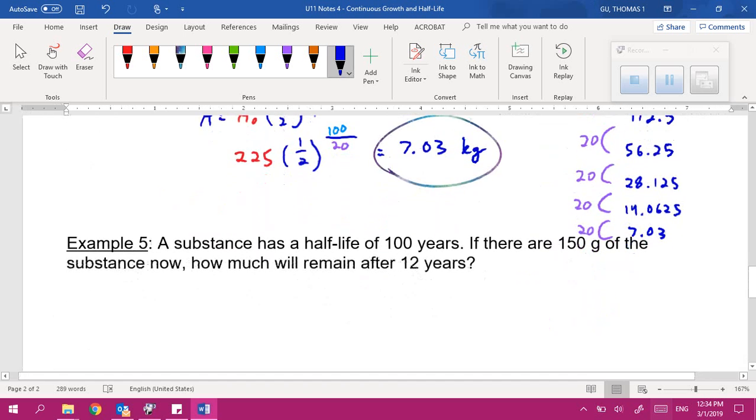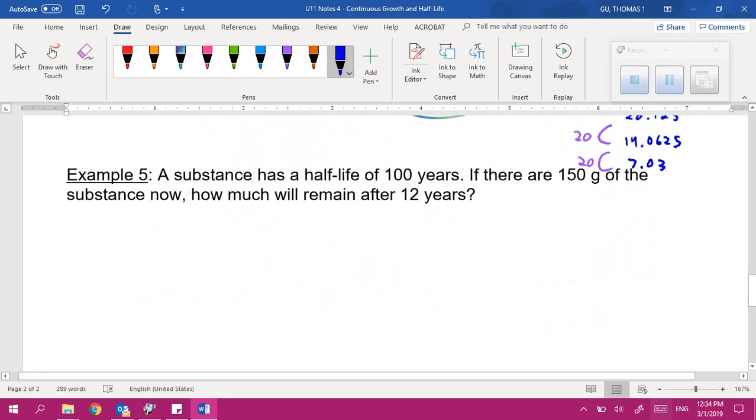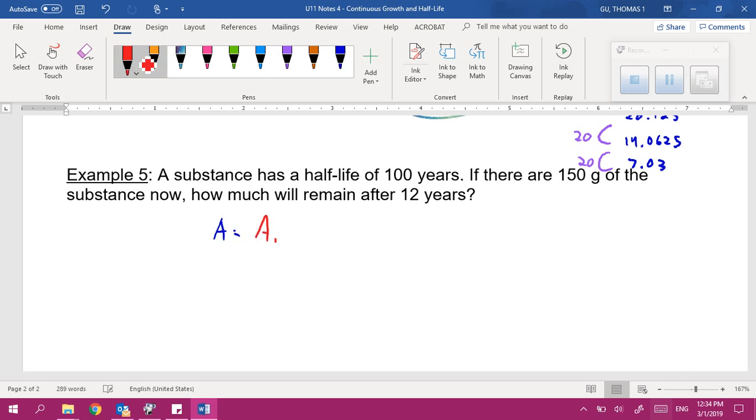All right, so now let's do one more example. A substance has a half-life of 100 years. If there are 150 grams of the substance now, how much will remain after 12 years? So here we go. A equals A sub 0 times 1/2 raised to the t over h.